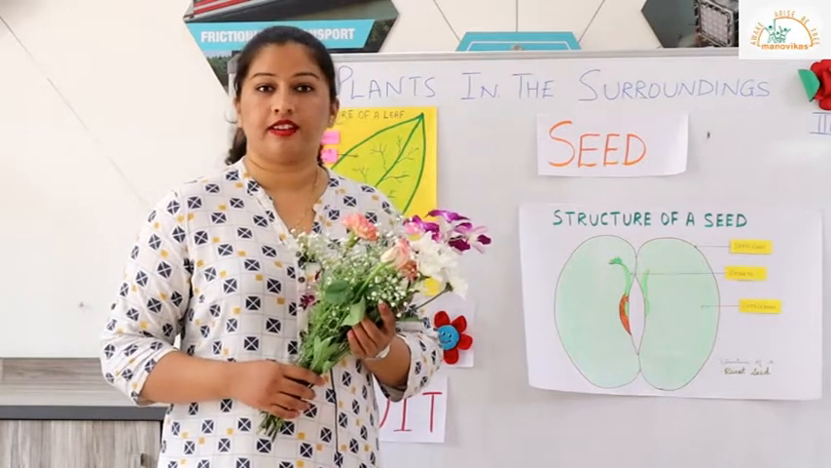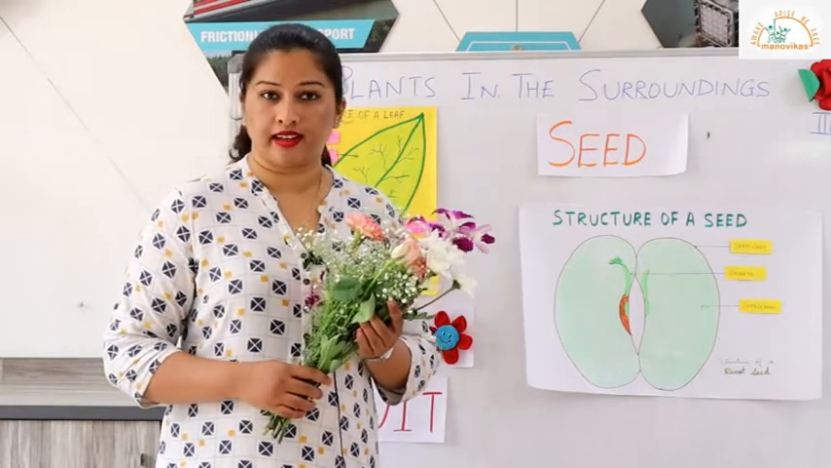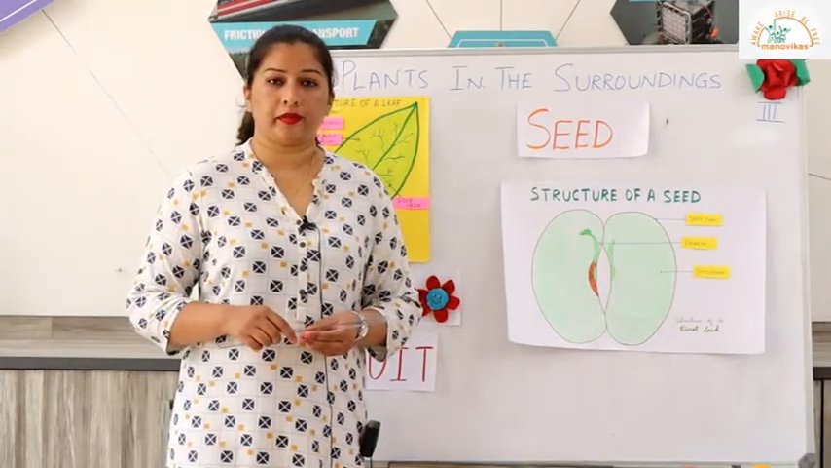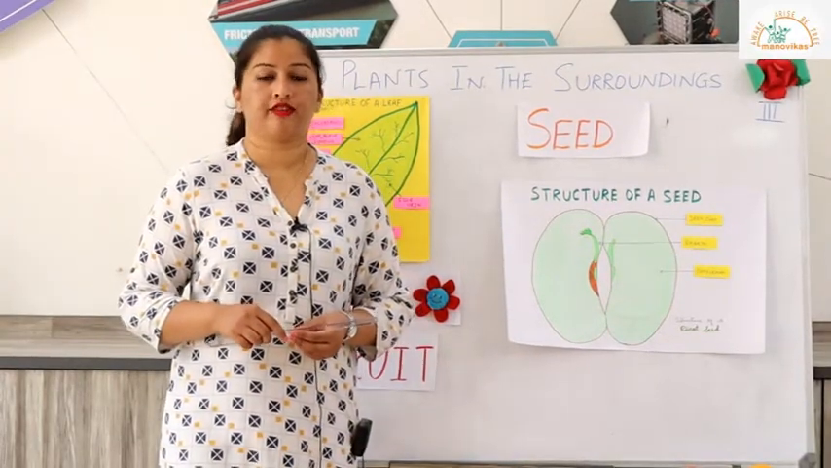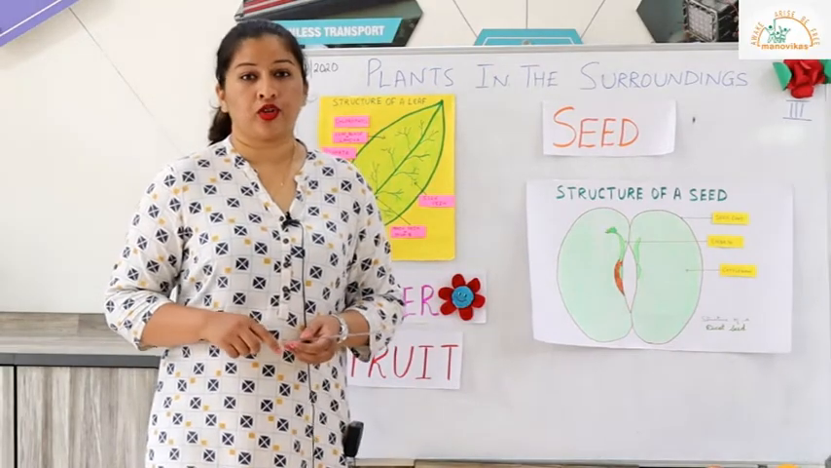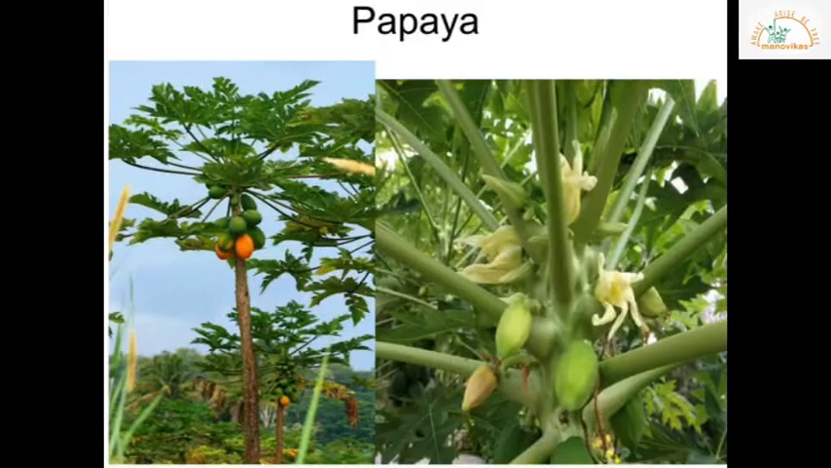Since flowers have their own unique floral scent, they are used to make perfumes. Some flowers store food in them and are eaten as vegetables. For example, two examples of flowers that store food are cauliflower and broccoli. Some flowers produce fruits. For example, the papaya tree produces flowers which in turn produce fruits.